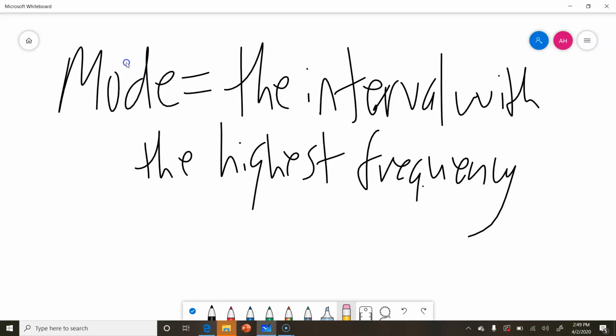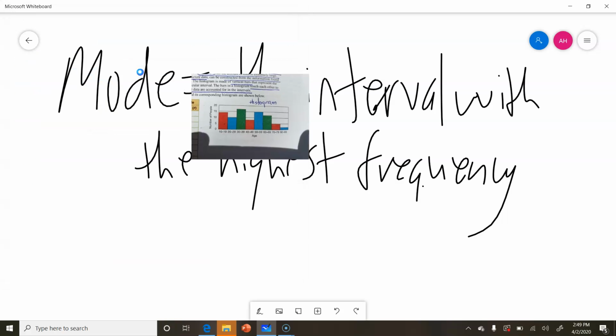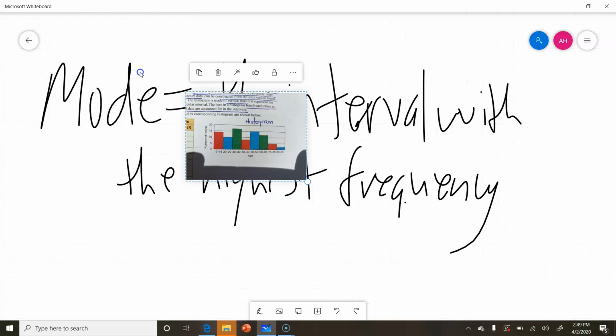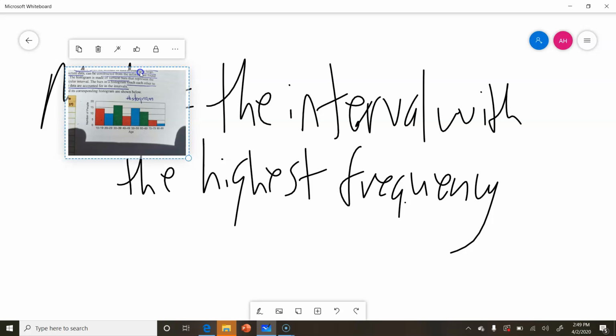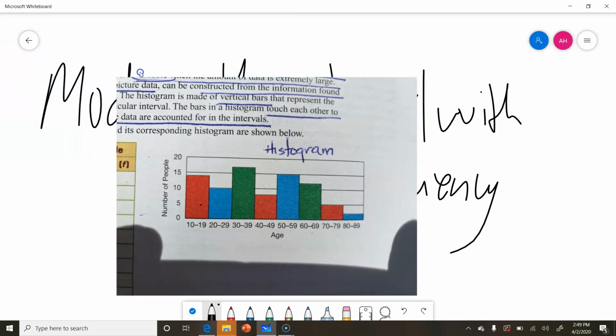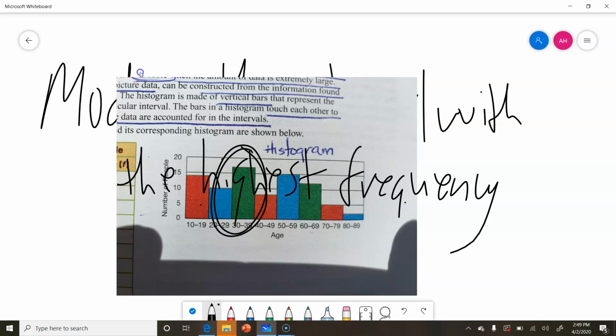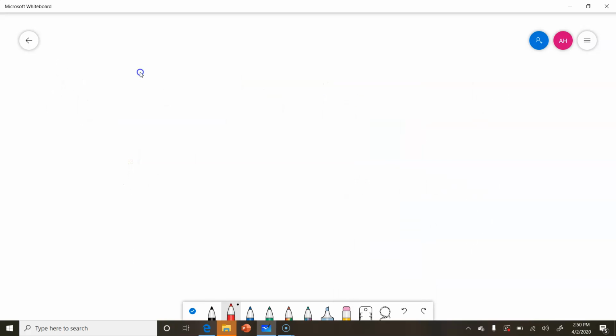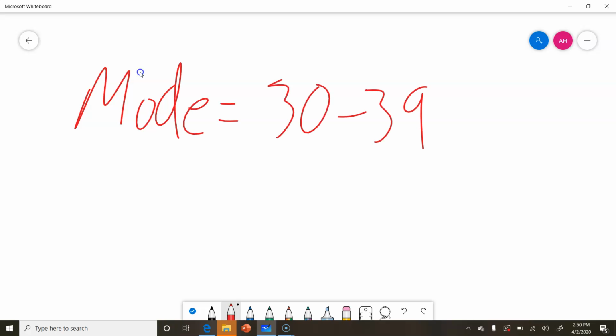So if I pull up our chart, this little guy. Which one of these is the biggest? Well, that one's pretty easy to spot, right? That would be this green one. And so that means the highest frequency is, let me clear the canvas, the mode then is 30 to 39. Why? Because it had the highest frequency.